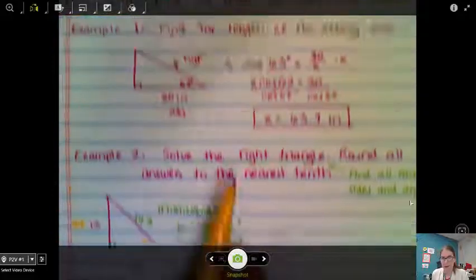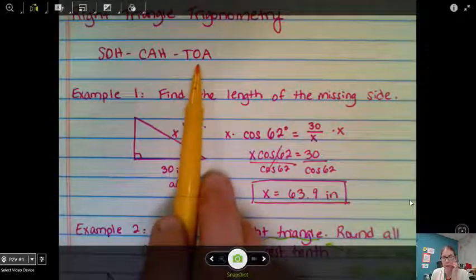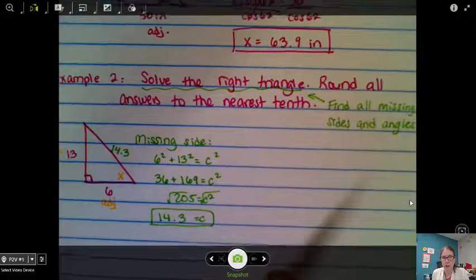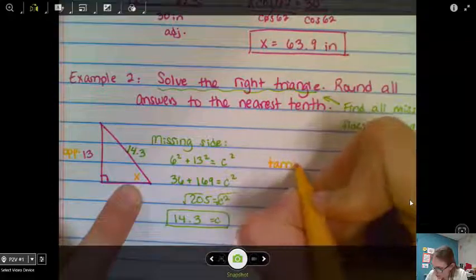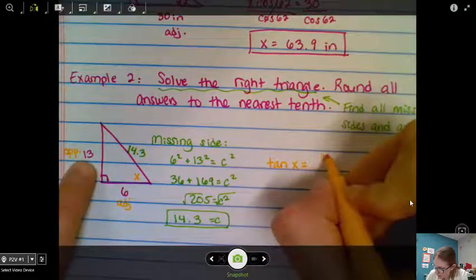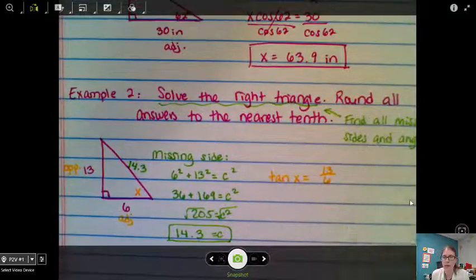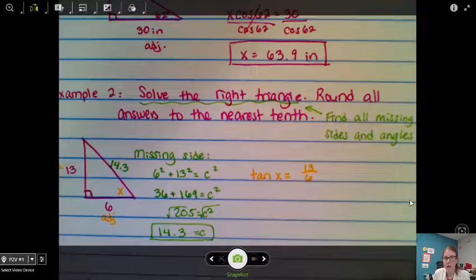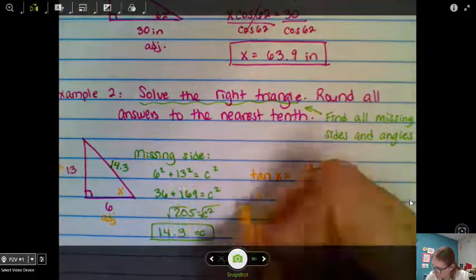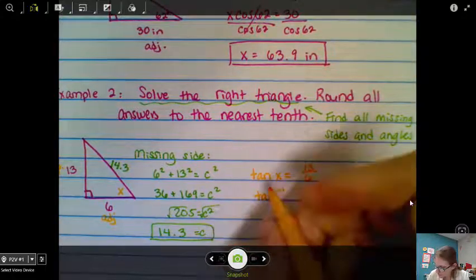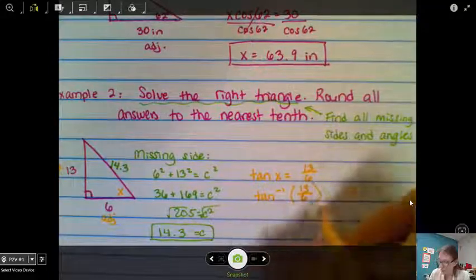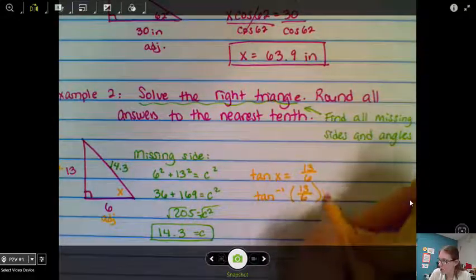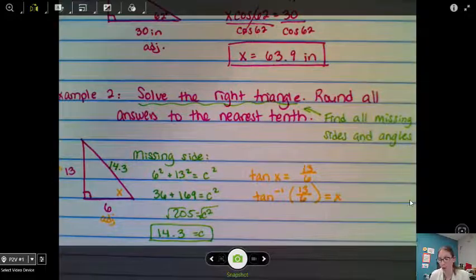Tangent, because in SOHCAHTOA, tangent is opposite over adjacent, and those are the two sides that we have here from our angle. So we're going to set this up as the tangent of x equals opposite over adjacent. The tangent of x equals 13 over 6. Now we can find the angle by using the inverse tangent. So the inverse tangent of 13 over 6 will tell us the measure of our angle that we're looking for.